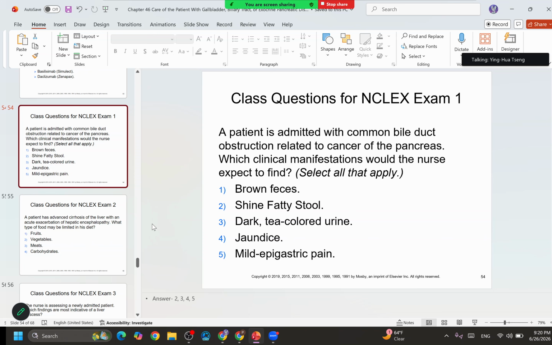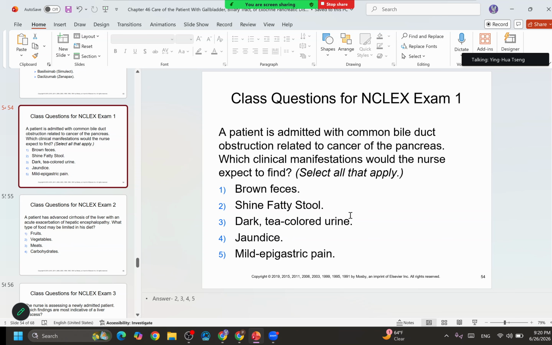How about number two? The fatty stool. Is that possible? It is possible. Why? Because with common bile duct obstruction, it gets blocked. That means the bile is not coming out. So the bile does not digest the food, right? It does not break down the fat. So that's why there is fatty stool, and it also makes your stool have no color, becoming a clay color.